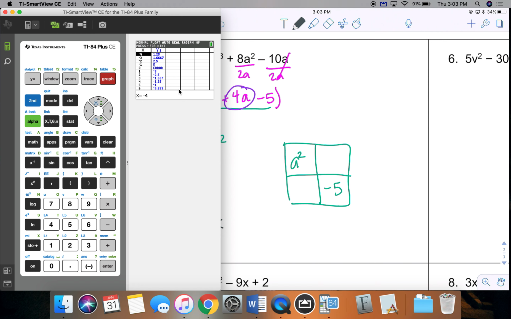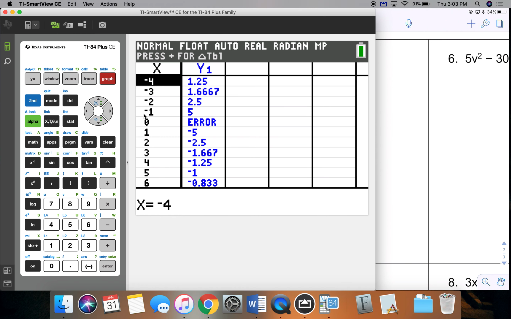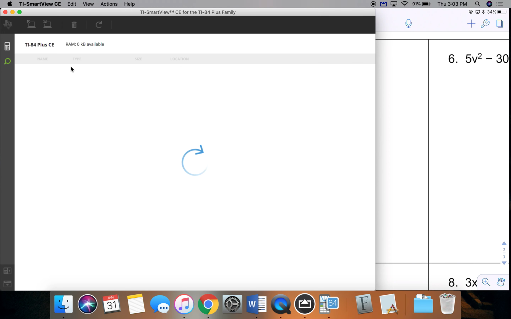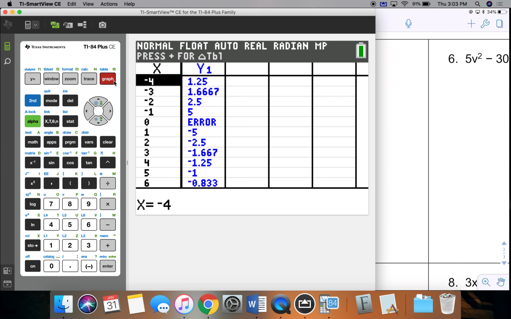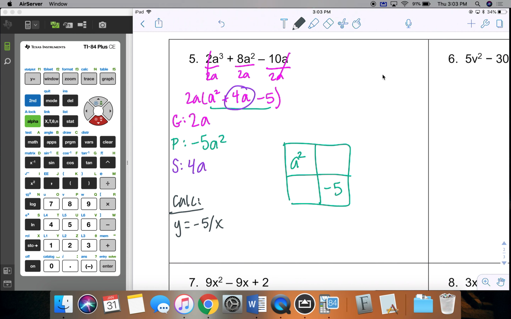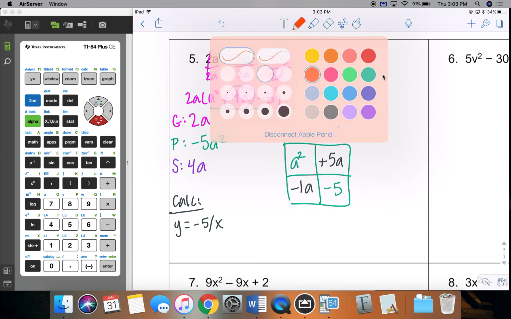So my table right here, I am looking for a row horizontally that adds to 4. Remember, I do not use anything that has decimals. So I usually start at 0, which always gives me an error. 1 minus 5 gives me a negative 4, but I need a positive, so I'm going to keep going. Decimal, decimal, decimal. 5 minus 1 adds up to 4. So from the calculator, I have a 5 and a minus 1 for my GCFs.